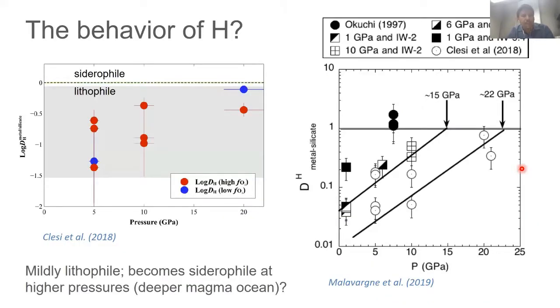Hydrogen, the behavior of hydrogen, is something that we have not explored in our lab directly yet. There have been a few studies around the globe which try to tackle this, meaning partitioning of hydrogen between metals and silicates. There seem to be some contradictions across different groups, but bottom line, it looks like currently that hydrogen is mildly lithophile, or maybe it becomes slightly siderophile if you go to higher pressure. But effectively, hydrogen doesn't seem to prefer metals over silicates, or silicates over metals, tremendously one way or the other. It's hovering around that D of 1.